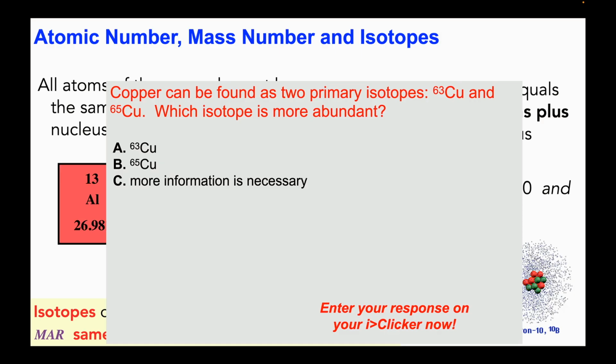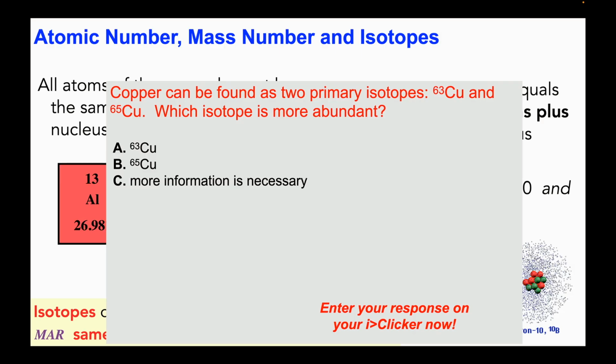Copper can be found in 2 primary isotopes, copper 63 and copper 65. Which isotope is more abundant? It might be tempting to think more information is necessary, but what you can do is just look at the periodic table for copper. Now, copper is number 29. That's the atomic number. Copper has 29 protons. And here we're talking about 2 isotopes of copper, copper 63 and copper 65.